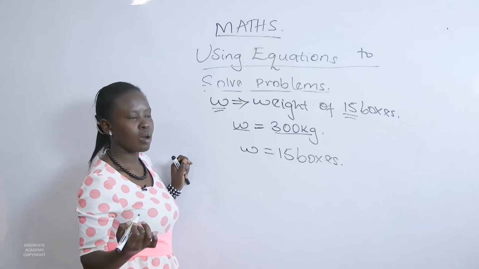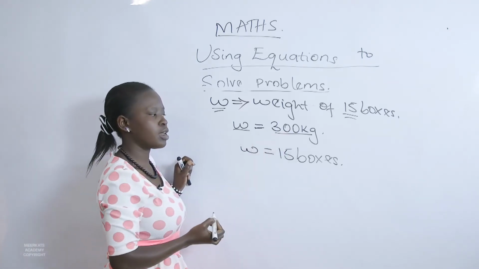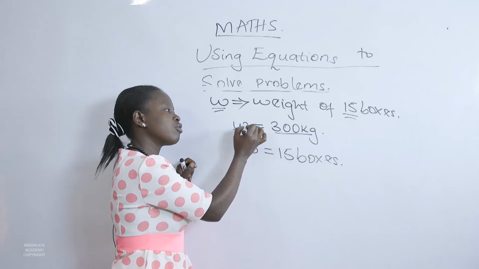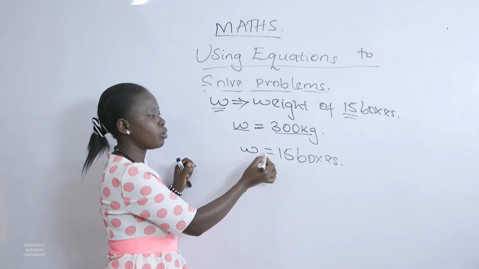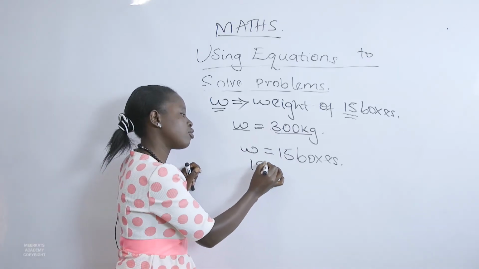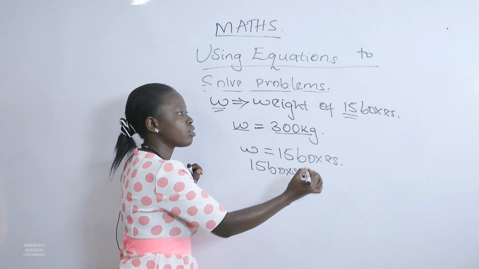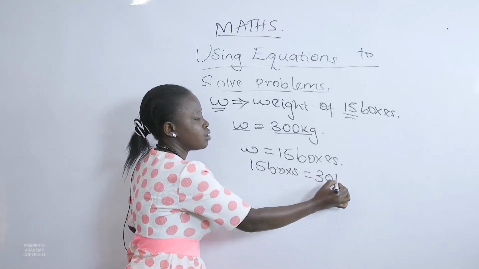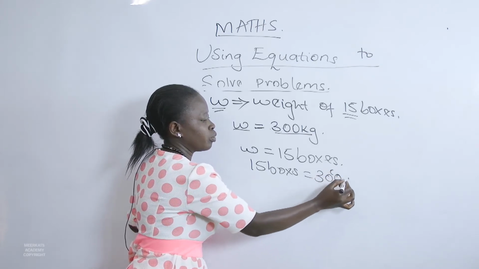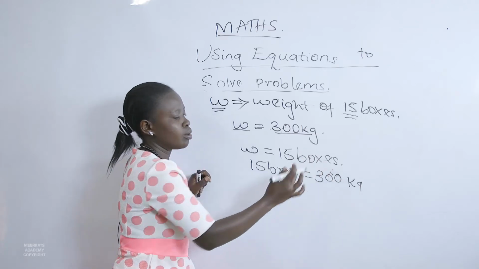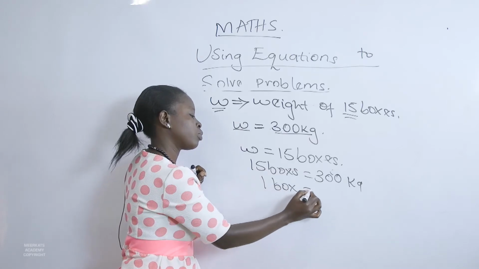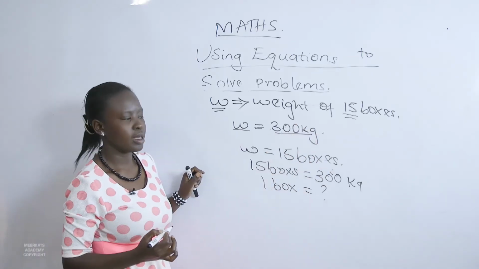I need to get one of the boxes. If W is 300 and W is 15 boxes, so these 15 boxes are weighing 300, and I need to get the weight of one box. So that simply means that 15 boxes will give us a total of 300 kilograms. But I need to get the weight of one box. So what about one box? How will I get this one box?